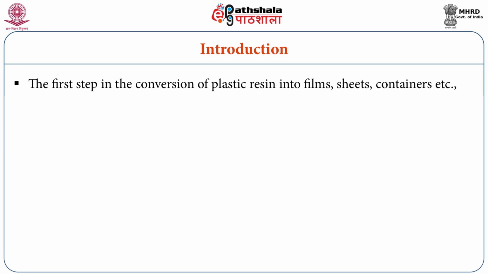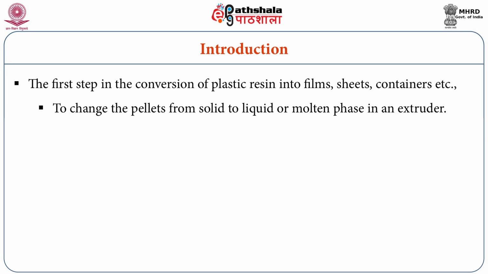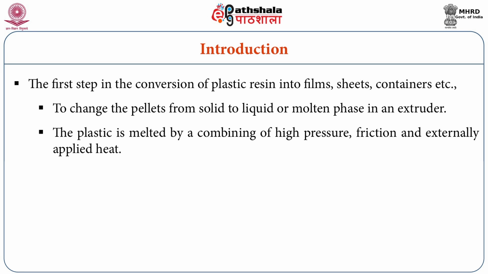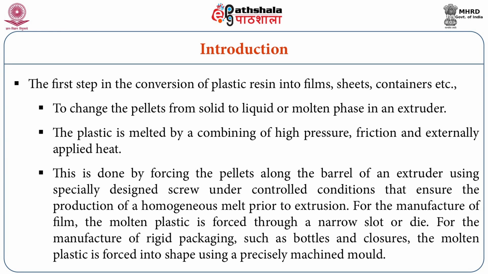The first step in the conversion of plastic resin into film, sheets, containers, etc. is to change the pellets from solids to liquid or molten phase in an extruder. The plastic is melted by a combination of high pressure, friction and externally applied heat. This is done by forcing the pellets along the barrel of an extruder using a specially designed screw under controlled conditions that ensure the production of a homogeneous melt prior to extrusion.